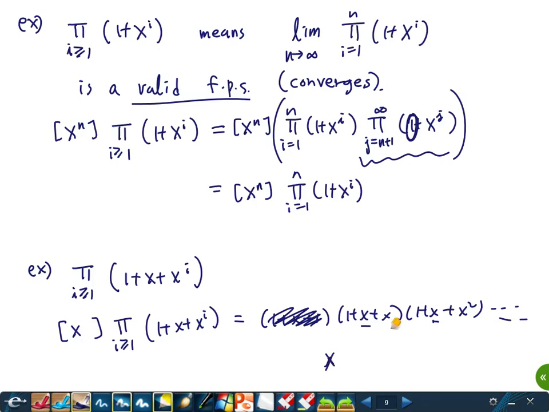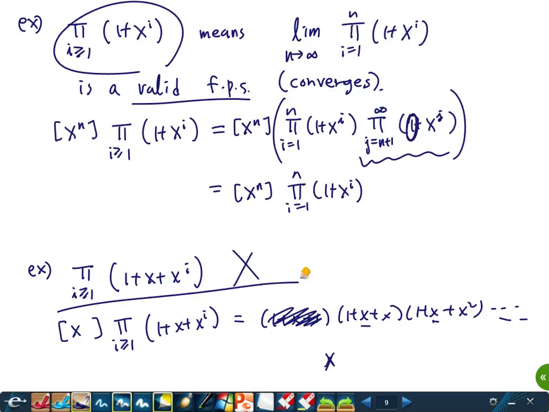You have to understand the difference between these two. Is this clear? They are different. This is okay, but this is not okay. So we will not consider something like this. We will only consider formal power series like this.